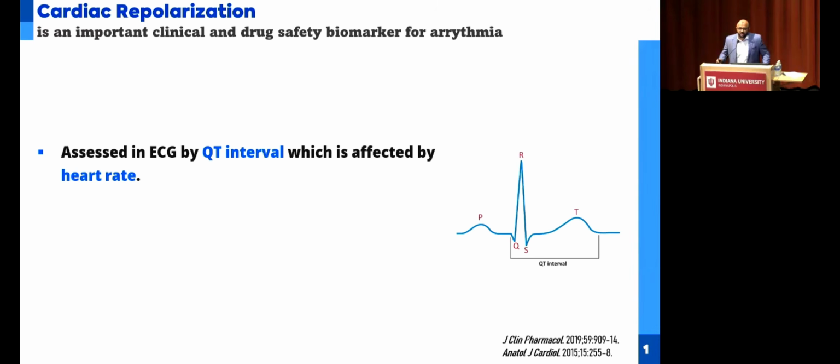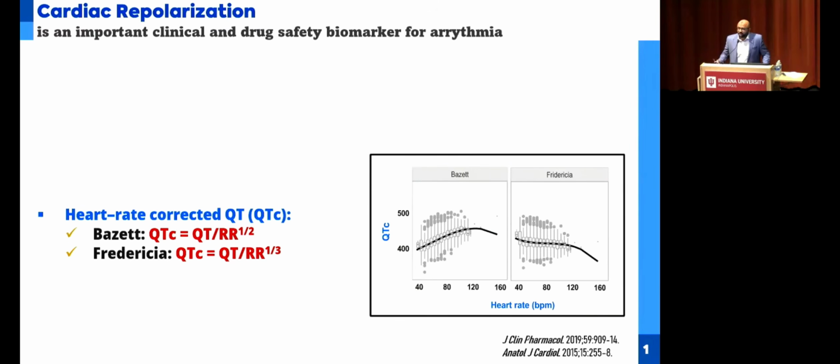So that's why there are different ways to correct for the effect of heart rate. The most common one, and the one used clinically, is the Bazett correction. But as you can see in the figure on the right, Bazett usually overcorrects at higher heart rates. That's why a lot of other equations came after that. The most common one is Fridericia, which is most commonly used now in the industry. And you can see the effect of heart rate was almost neutralized.